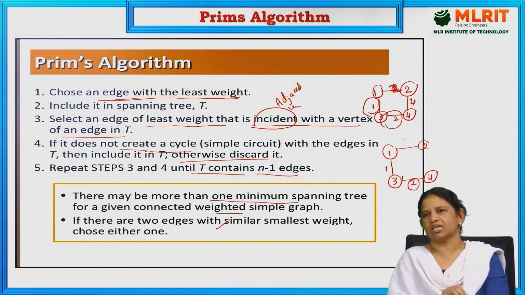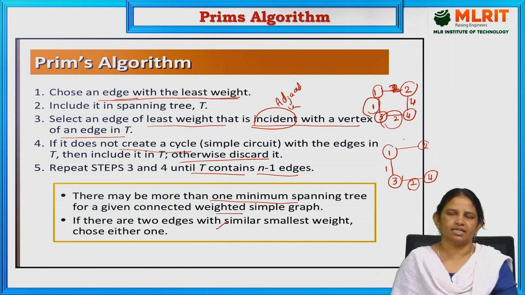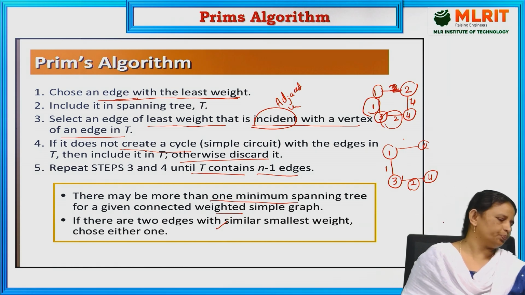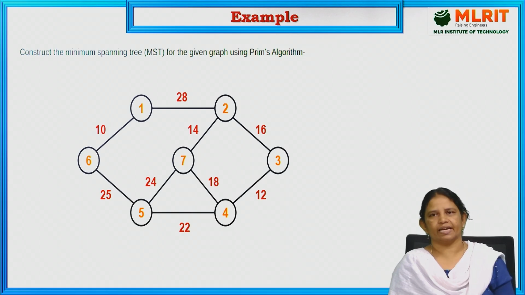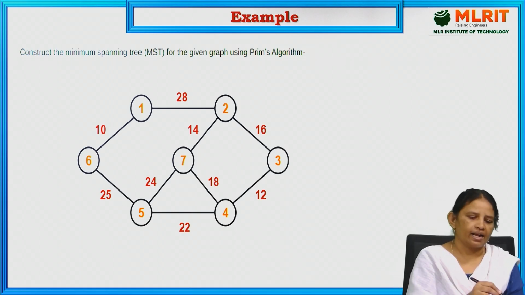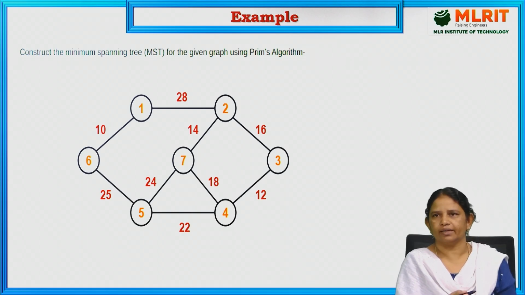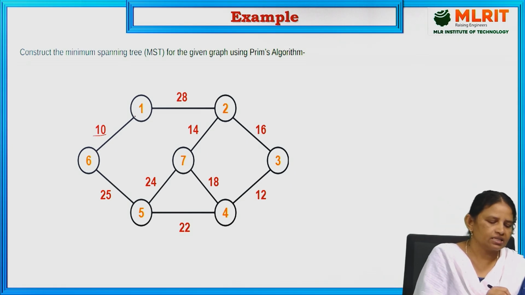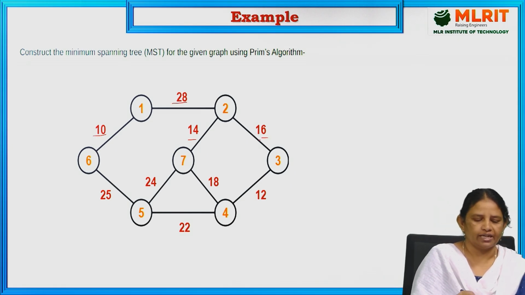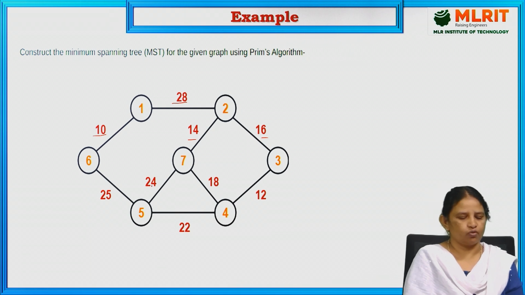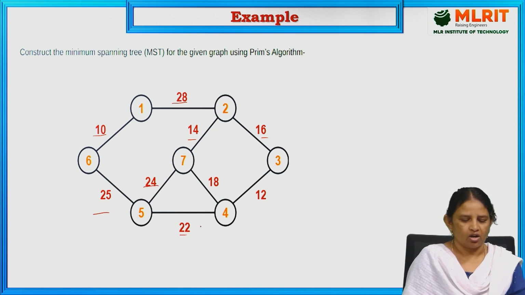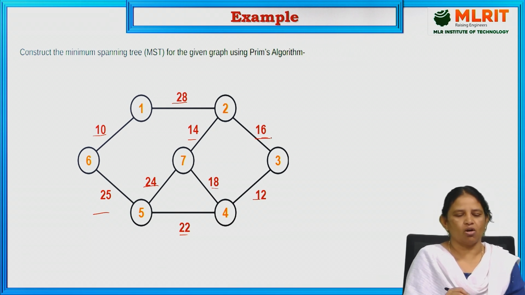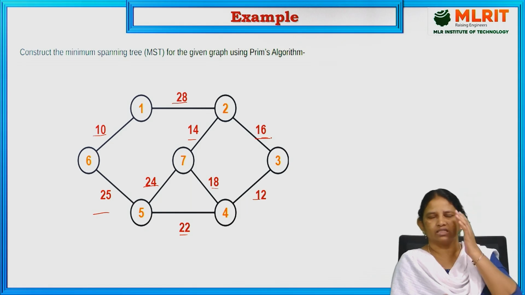So we can understand this Prim's algorithm by considering an example problem. So this is an example. Here it is a connected graph, not only connected, but it is a weighted connected graph because there are some weights present on the edges. That is 10, 28, 14, 24, 25, 22, 18, 12, 16. All these are the edge weights, that is, the cost.